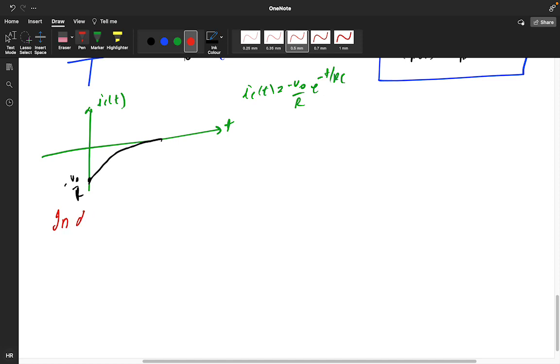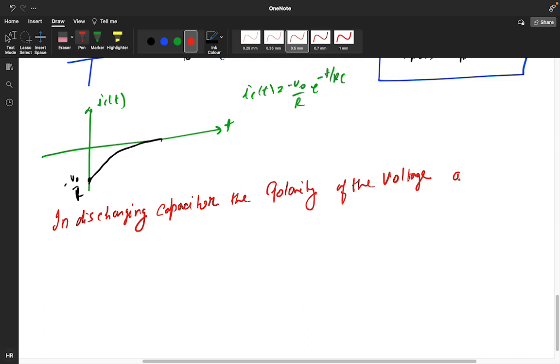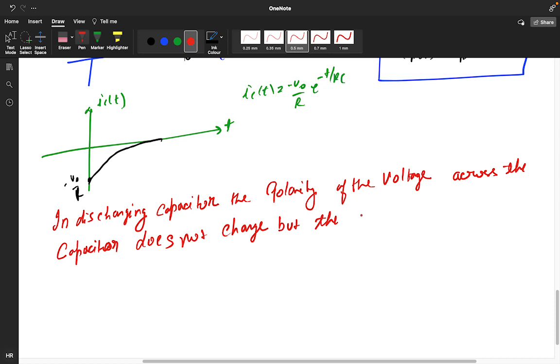In a discharging capacitor, the polarity of the voltage across the capacitor does not change, but the current direction will change. The current direction is changing.